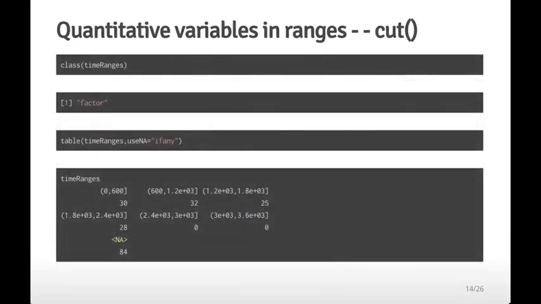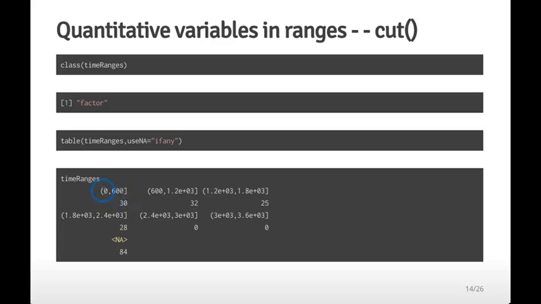You can then look at the class of that ranges variable that we've created. It's now a factor variable instead of a quantitative variable. And we can actually make a table of those ranges. If we had made a table of the actual quantitative variables, since they were quantitative, each value would essentially have been observed once. So you'd see a very long table with each element observed once.